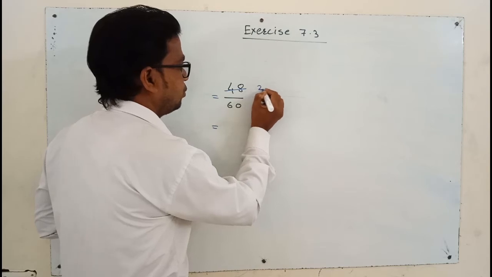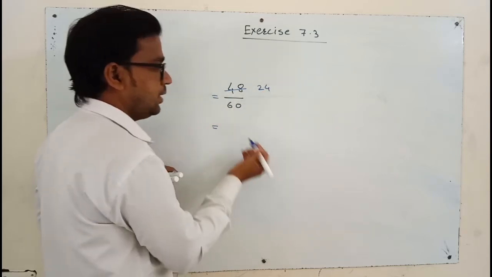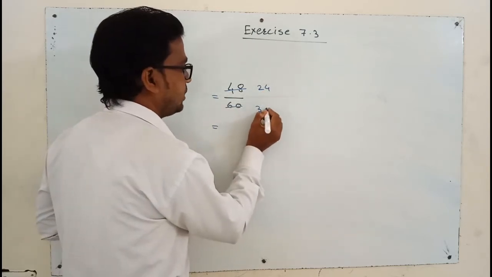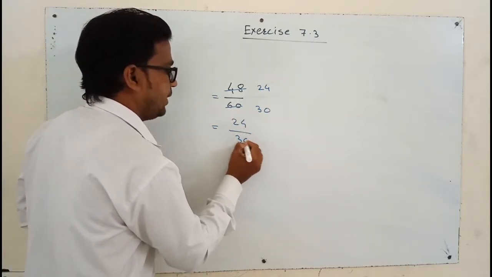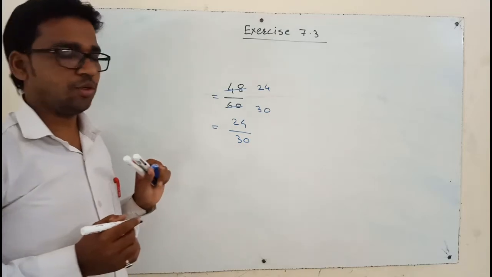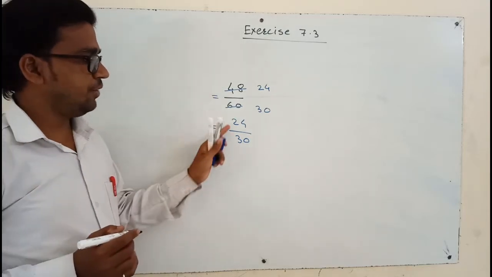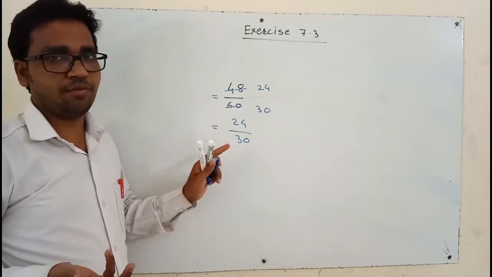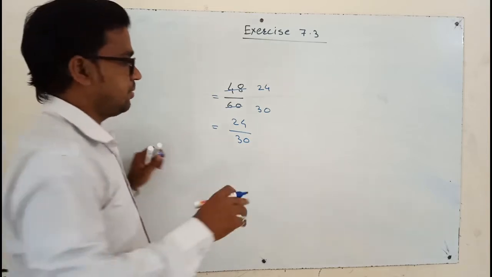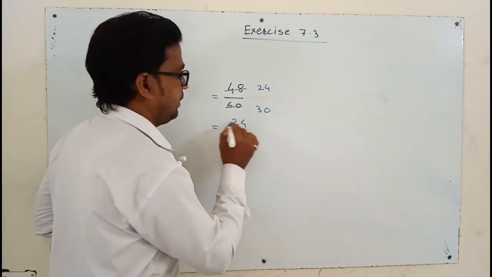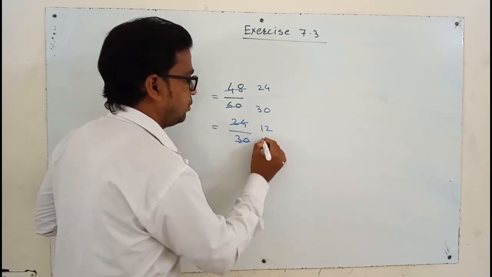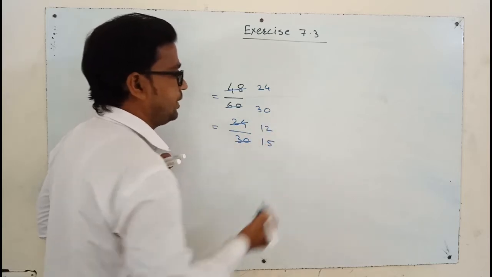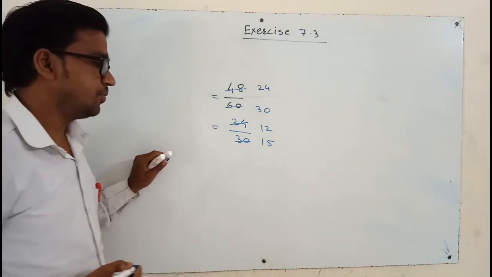So it is 2 twos are 4 and 2 fours are 8. Here it is 2 threes are 6. So I get a new fraction which is 24 upon 30. Now the same, 24 and 30, both the numbers are even numbers. So I simplify once again. I divide both the numbers by 2. So 2 twelves are and 2 fifteens are.